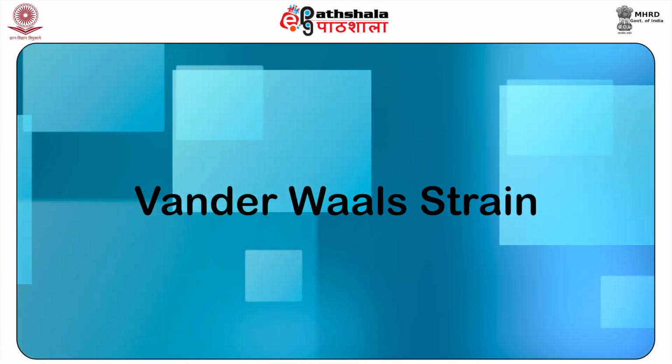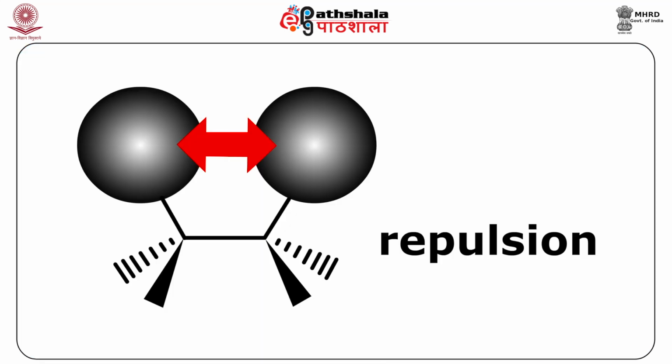Now, van der Waals strain. This type of strain arises when the electron clouds of a pair of bulky groups are too close to each other. It leads to an increase in energy of the system due to the electrostatic repulsion of the electron clouds, as shown in the figure. There is a repulsion of the electron clouds leading to a destabilizing effect.